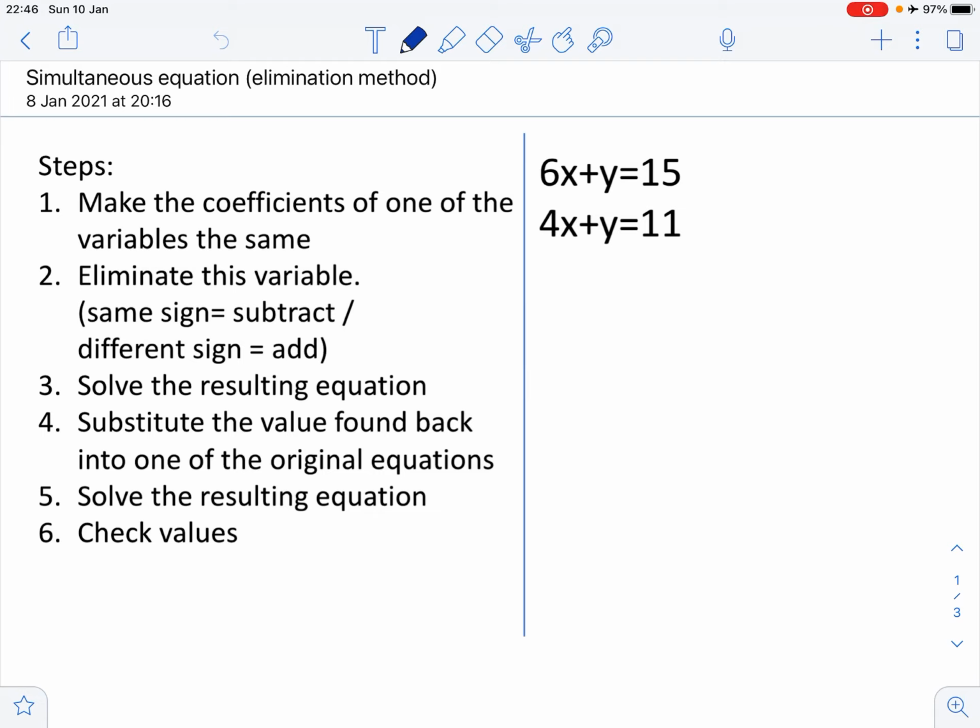Hello everyone, today we're going to look at how to solve simultaneous equations using the elimination method.